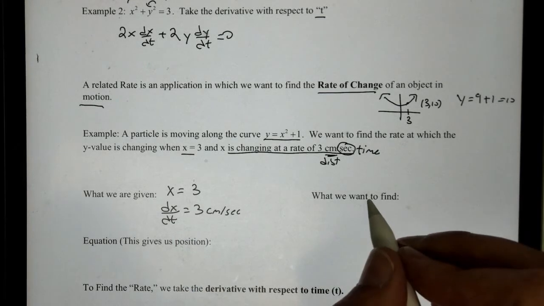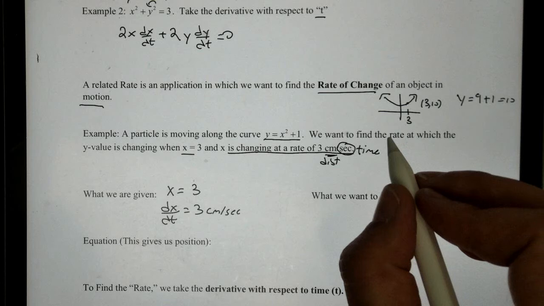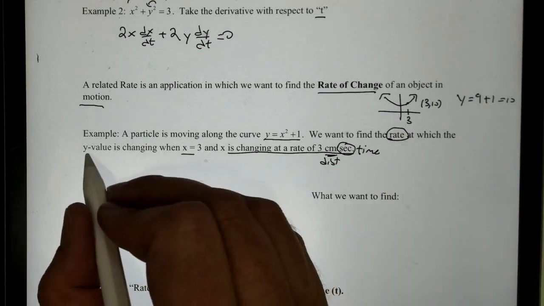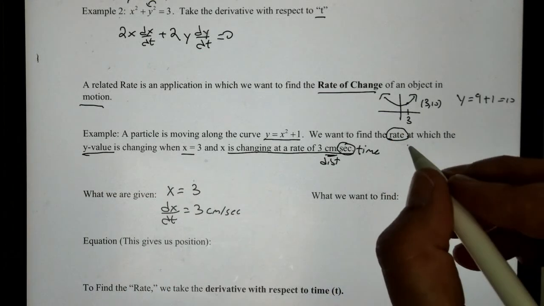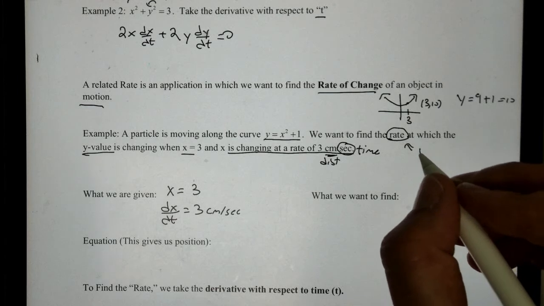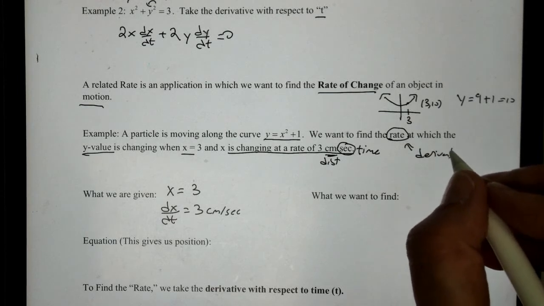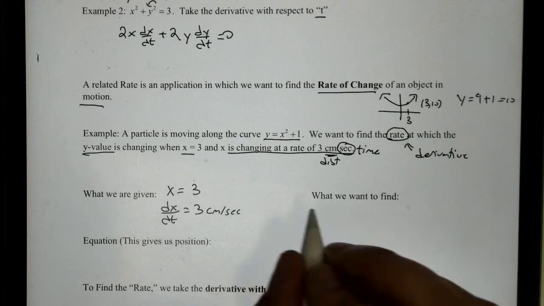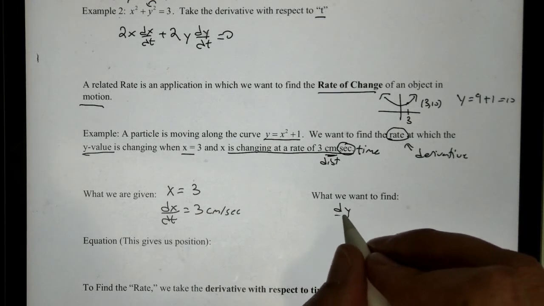The next is, what do we want to find? Well, we want to find the rate at which the y value is changing. And we talked about this earlier. A rate is a derivative for us. So we want to find the derivative of y with respect to t.